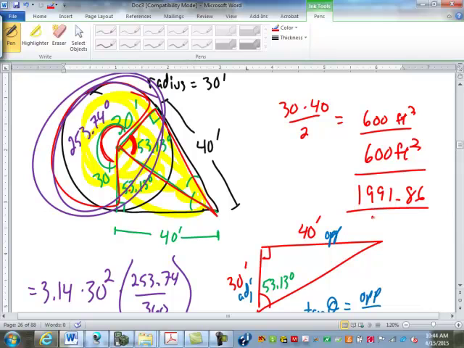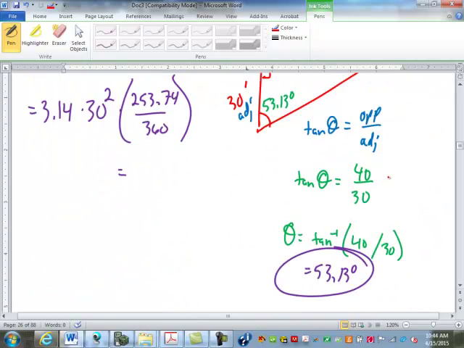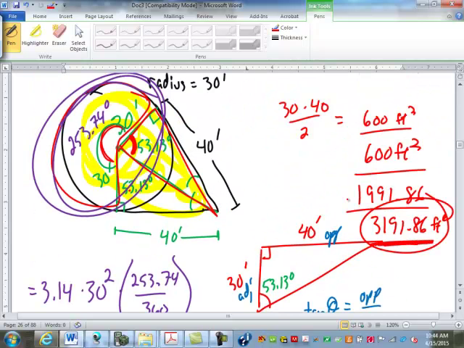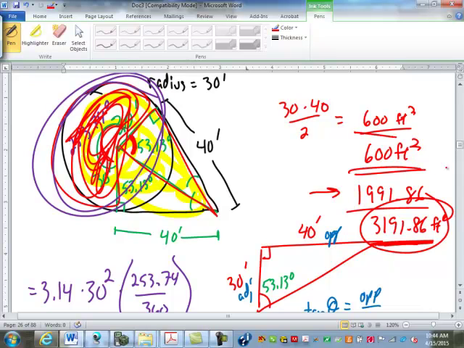We add that all up, we get 3,191.86 square feet. What you thinking? Don't care anymore? Can you go down a little bit? The 1991.86 was the area of this piece here. Then I had the two 600 square foot triangles.